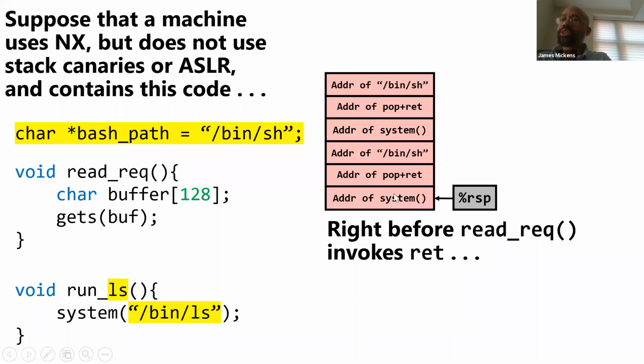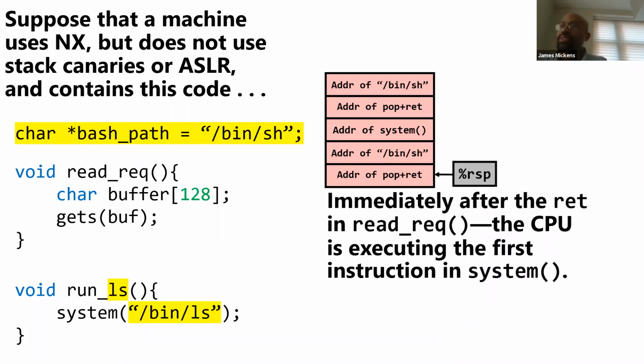Well, the ret instruction is going to jump to the first instruction of system, and then it's going to move the stack pointer up by 1. So we're popping this address into EIP and then moving the stack pointer up by 1. So this is what happens at that point. Now we are immediately after the ret in read_request is executed. At this point, the CPU is executing the first instruction in system. So this is what system perceives the stack to be like. When system finishes, it's going to return to the address of this pop ret gadget here, and system is going to find its argument right beneath that return address.